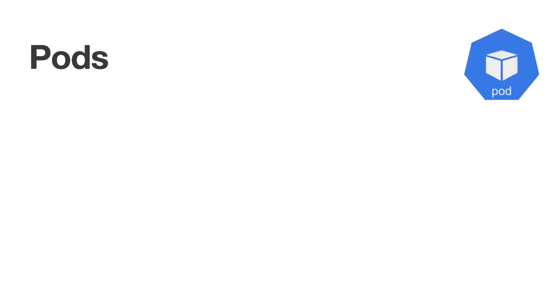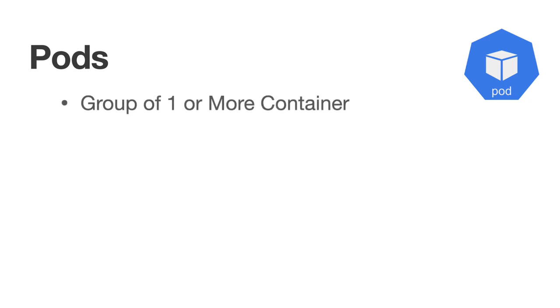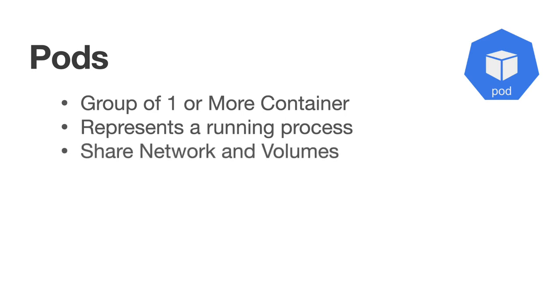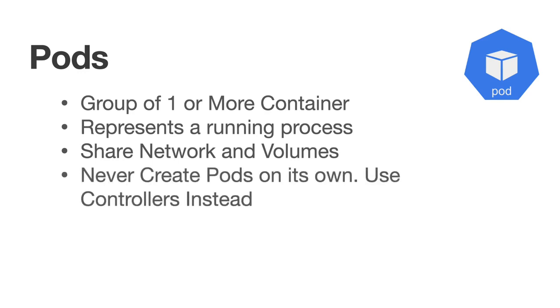So a pod is a group of one or more containers. It represents a running process. It shares the same network and volumes. And one thing to bear in mind here is that you should never create pods on their own. We should use controllers instead, such as, for example, a deployment. We're going to learn about deployments, jobs, and replica sets throughout this course, but it's good for you to understand the smallest deployable unit of Kubernetes.